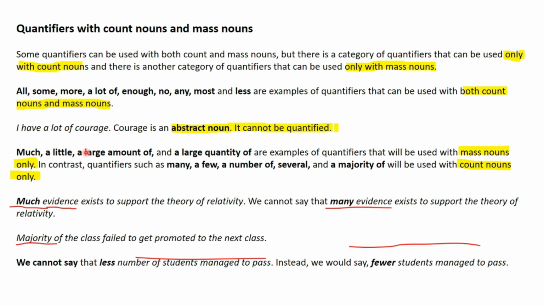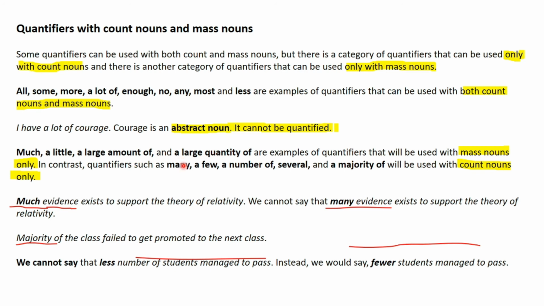Much, a little, a large amount of, and a large quantity of are examples of quantifiers that we can use with mass nouns only. We cannot use these quantifiers with count nouns. So for example, with a count noun like chair, I cannot say there are much chairs in the class, because these quantifiers can be used only with mass nouns.